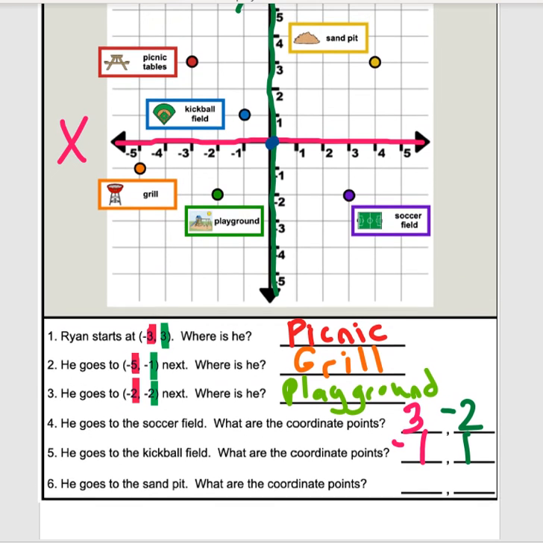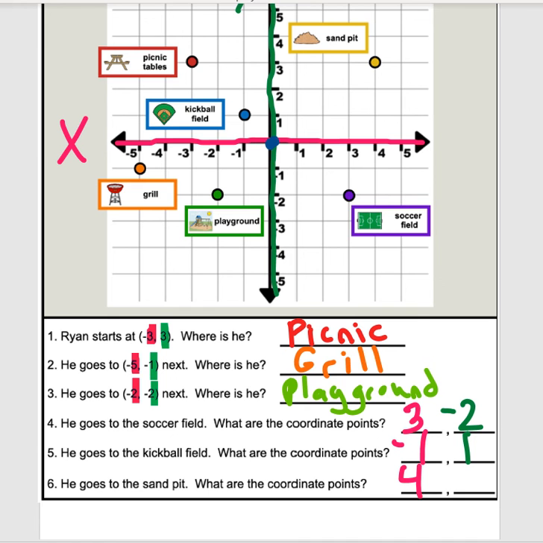And let's look at our last question for this problem. He goes to the sand pit. What are the coordinate points for the sand pit? So let's look. Our sand pit is in yellow. So first we're going to start with our x-axis. So we start in the middle and we go, here's the sand pit. We're going 1, 2, 3, 4. We went over 4, and it's positive because we went to the right. So we're going to write a 4 for our x coordinate.